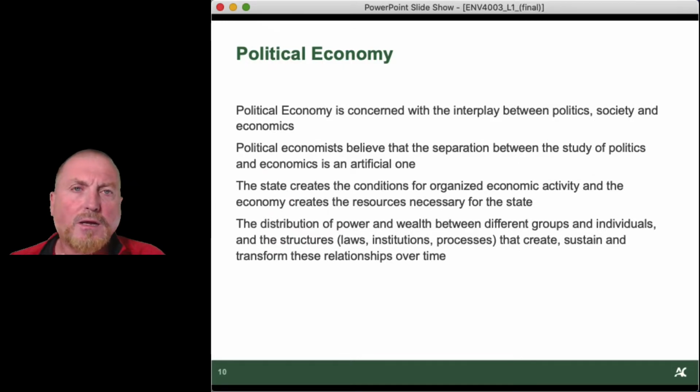Okay? Now let's look at a political economist, which is my background. Some 20-some years ago, I started to invest more heavily in environmental economics in the UN and so on. So political economy is concerned with the interplay between politics, society, and economics. Political economists believe that the separation between the study of politics and economics is an artificial one. The state creates the condition for organized economic activity in society, and the economy creates the resources necessary for the state. Okay? When you introduce this notion, you suddenly are introducing a political system into the discussion, because the economy cannot exist in its current form devoid of the political system's support, and vice versa.